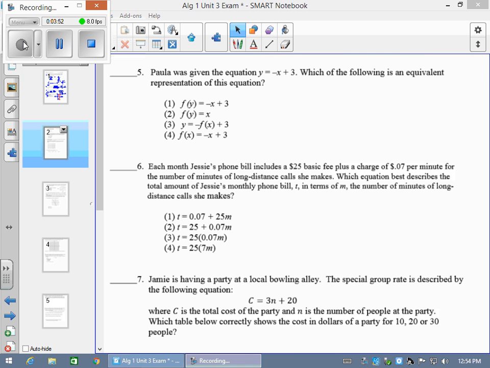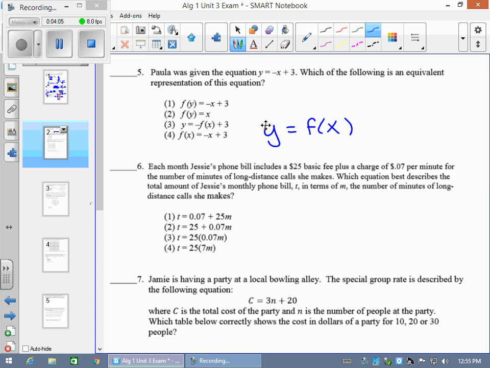Okay, so for question 5, you're being given the equation y equals -x plus 3 and being asked which is the equivalent representation of this equation. Well, we learned that y is equal to f of x. And because in this equation x is our input, this would be the same as writing f of x is equal to -x plus 3, choice 4.